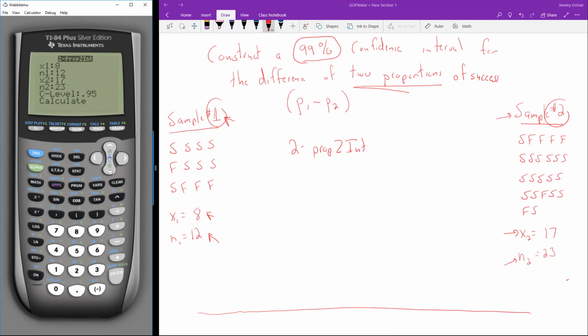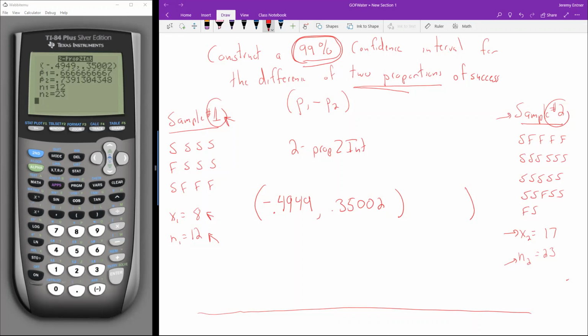Okay, I've typed it all in, and then it wants to know the C-level, which stands for confidence level. They said to use 99, so I'm going to use 99, and then hit calculate. It comes down and gives me my answer, my confidence interval. It's these numbers right here in the top line: negative 0.4949 and 0.35002.